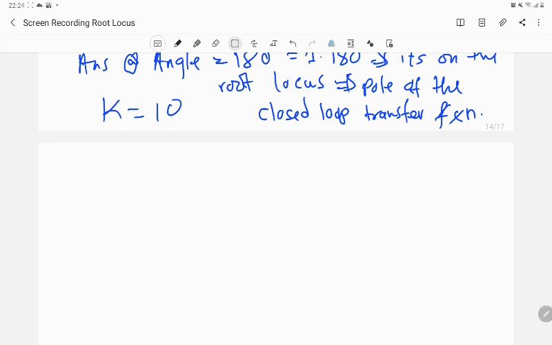Now that suggests that maybe we'll have to scan through the entire complex plane looking for points and then plugging them in and evaluating the angle to check whether they satisfy the condition in order to detect all the points on the root locus. But that is not going to be feasible. So what we do is learn some principles, and these principles help us to sketch the root locus without having to test each point to see whether it satisfies the condition.